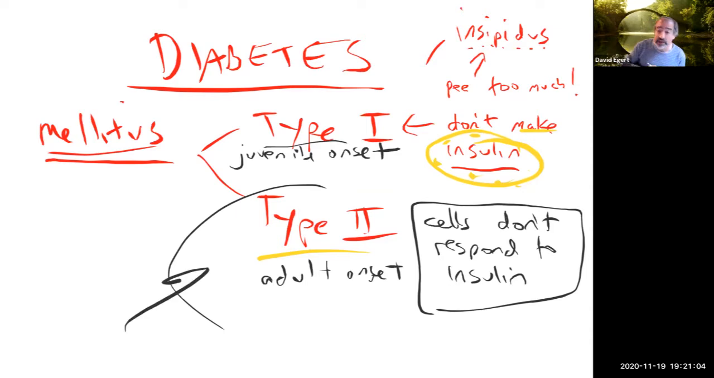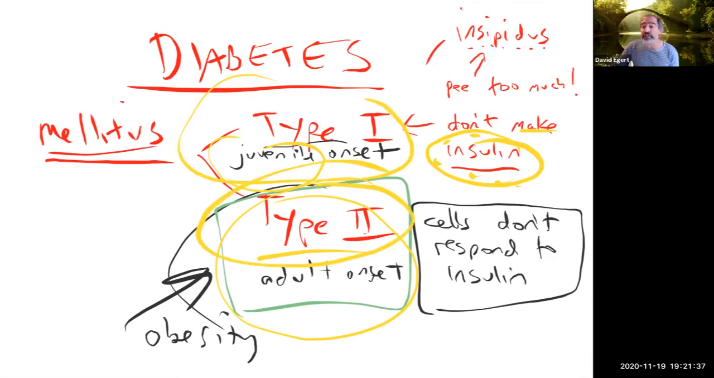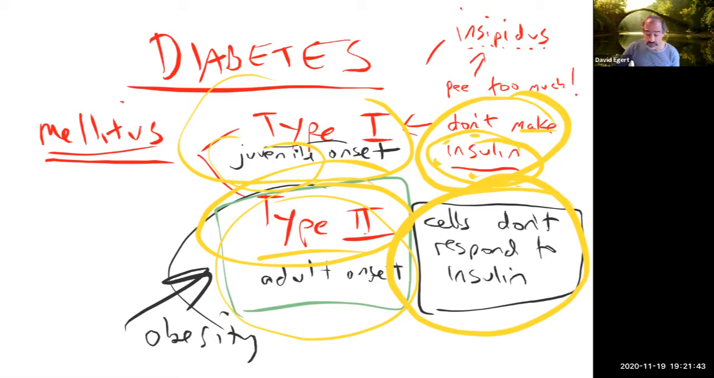This is often associated with obesity. When people are more overweight, in fact, often just by losing weight, this will resolve. Although, again, because of juvenile obesity, it's more common for kids to actually get type 2 diabetes because they're obese, which is kind of a shame. But in both cases, you have the same result. Either you're not making insulin or the cells aren't responding to the insulin.